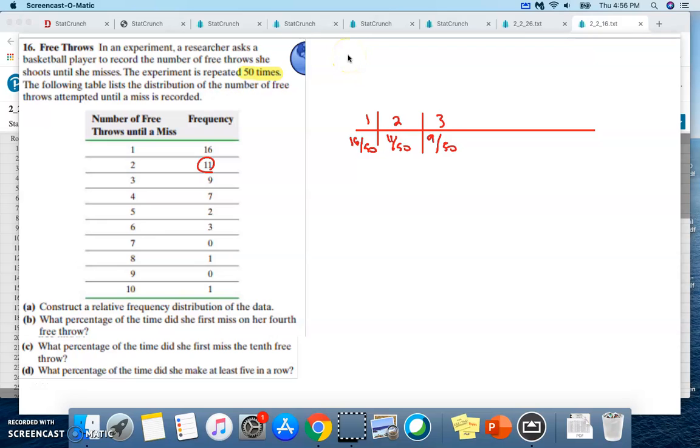All right, this is part 2 of 2.2. We are looking at organizing quantitative data. We were in the middle of this question.